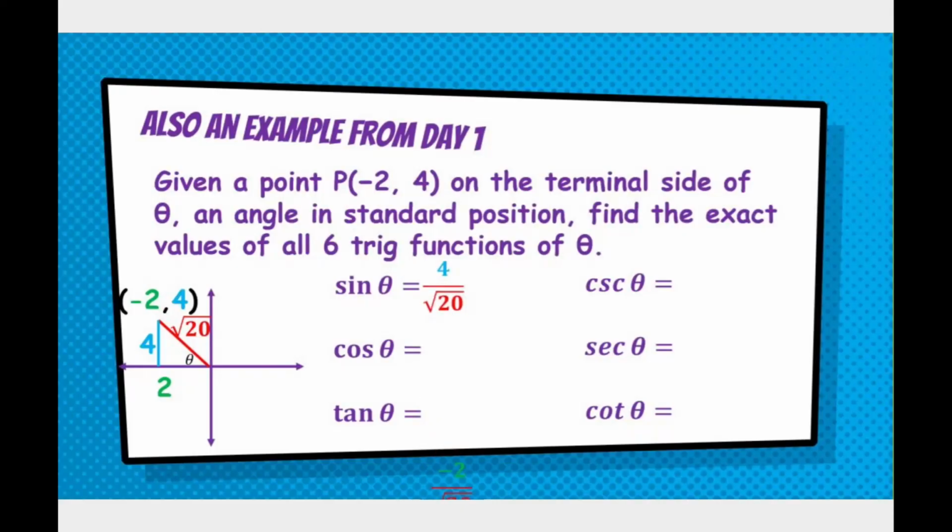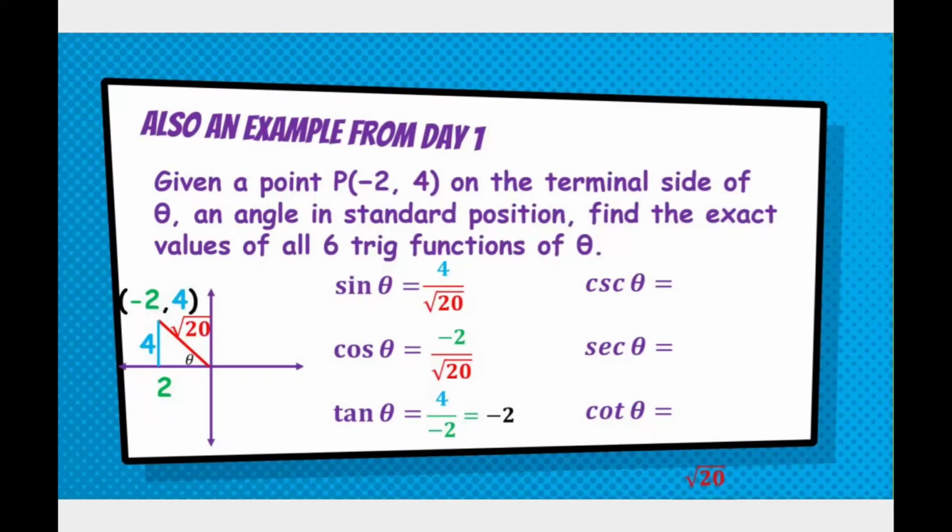Opposite over hypotenuse is 4 over square root of 20. Adjacent is 2 over square root of 20. And tangent is 4 over 2, which is 2. Now, in quadrant 2, we do need to remember that sine is the only thing positive. All students take calculus. So cosine and tangent, notice how they're both negative in that quadrant.